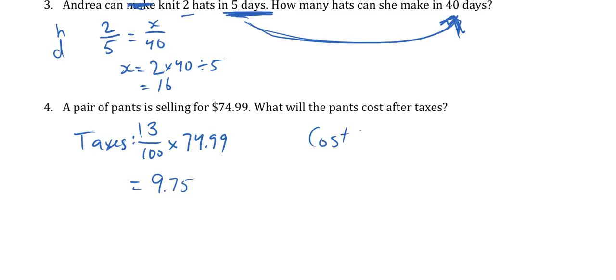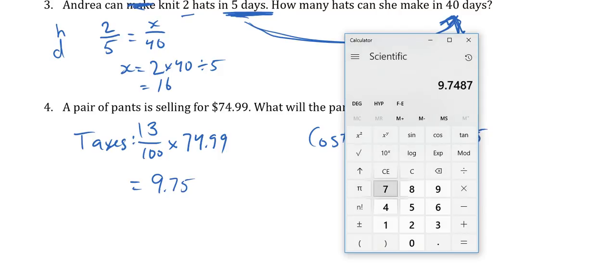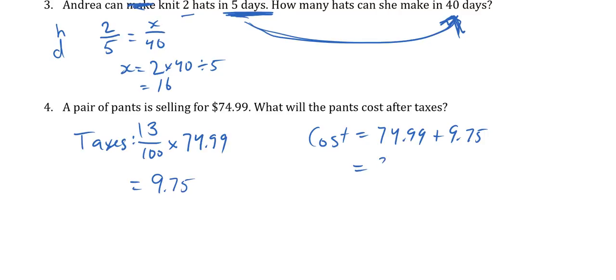And so then the cost, what do I do with taxes? I add it on to the total cost. Is 74.99 plus 9.75. So there you go, 74.99 plus, whoops, that was wrong. What happened there? 74.99 plus 9.75 is 84.74.